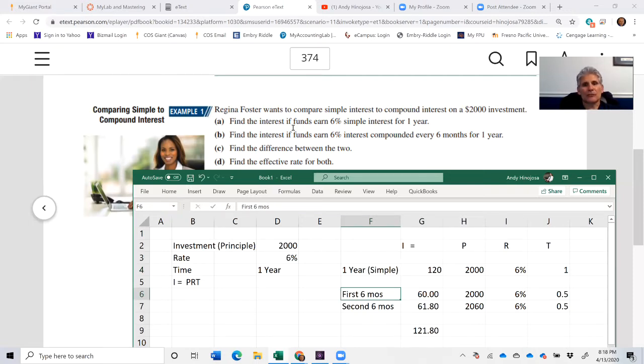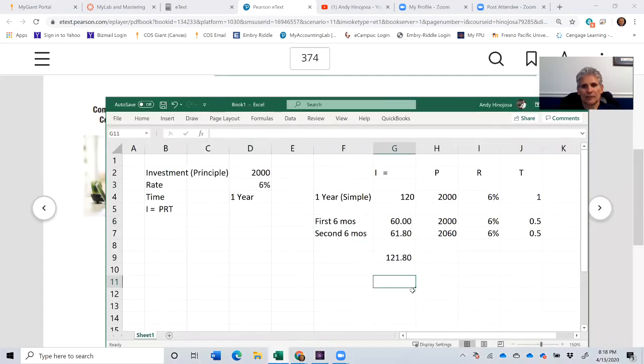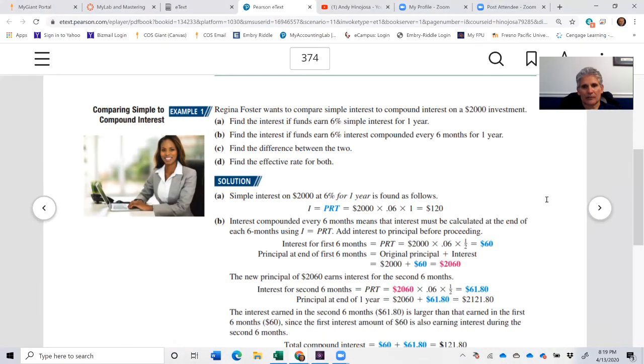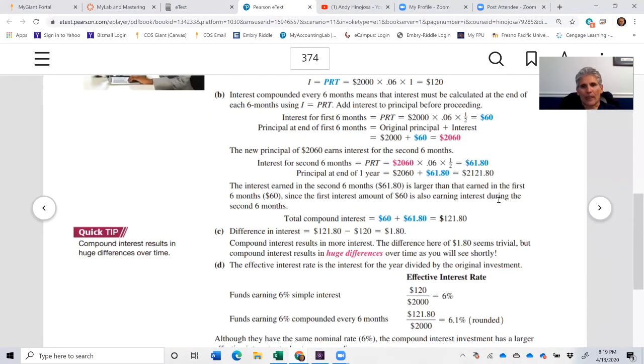All right, so we find the interest if the funds earn 6% interest compounded every 6 months. We did that. Find the difference between the two. Well, the difference is going to be 121.80 minus the 120, so $1.80. And then find the effective rate of both. We could just take a look at how it's solved here. So looks like we figured it right. We have 60 plus 61, 121.80. The difference, we did that right.